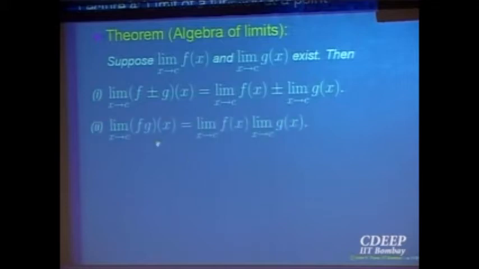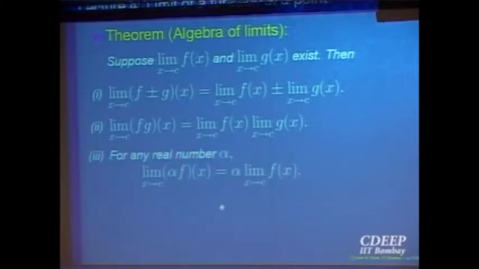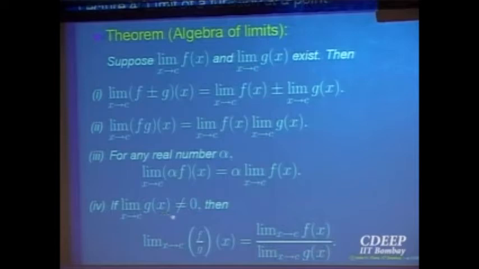The same thing holds for product, because for product also we have a similar result, and similarly for alpha times f, and similarly for quotient, provided the limit of the denominator is not equal to 0. Keep in mind, if an is convergent to a and bn is convergent to b, then an over bn you can analyze only when the limit of bn, which is b, is not equal to 0. So that corresponding condition is put here: limit of g of x, the denominator, should not be equal to 0.